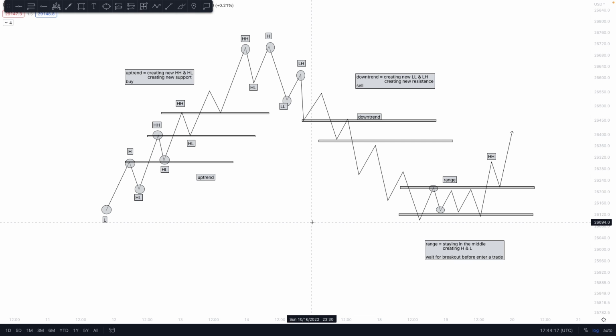So this is why it's very important for you guys to get ready and basically alert yourself when the market is heading to the upside, downside, or even a range. So let's get started with market patterns.